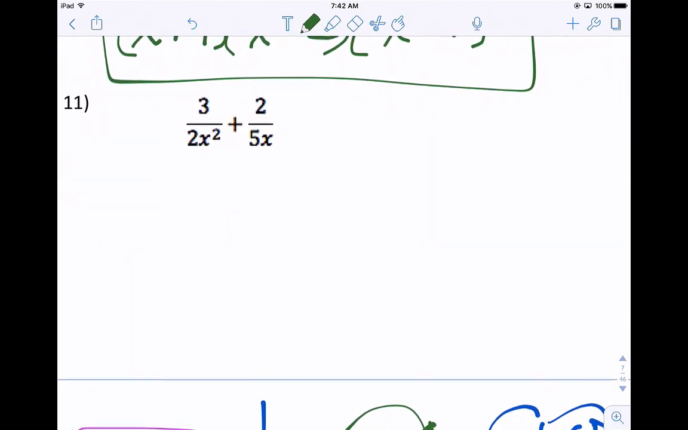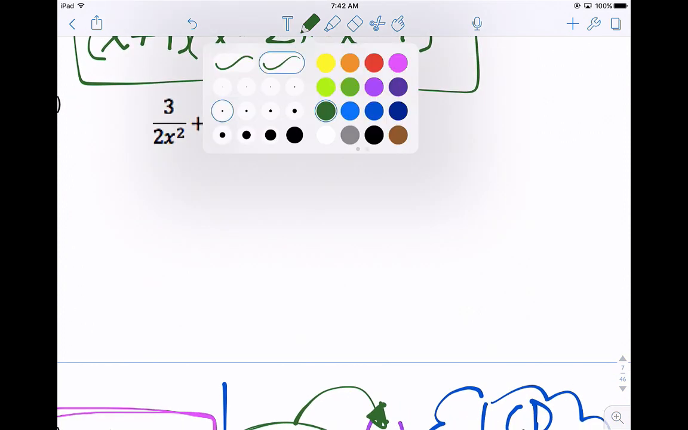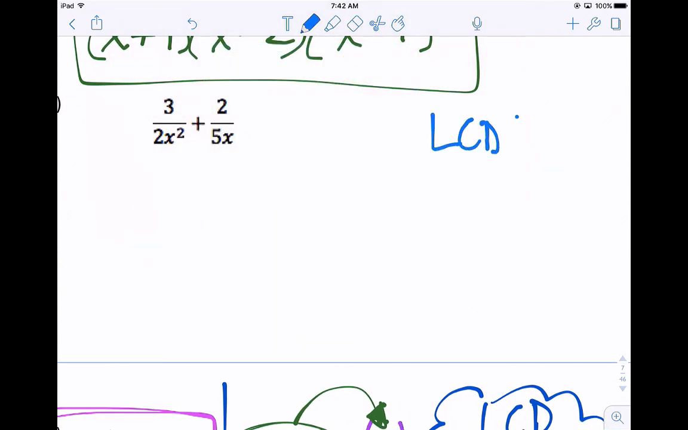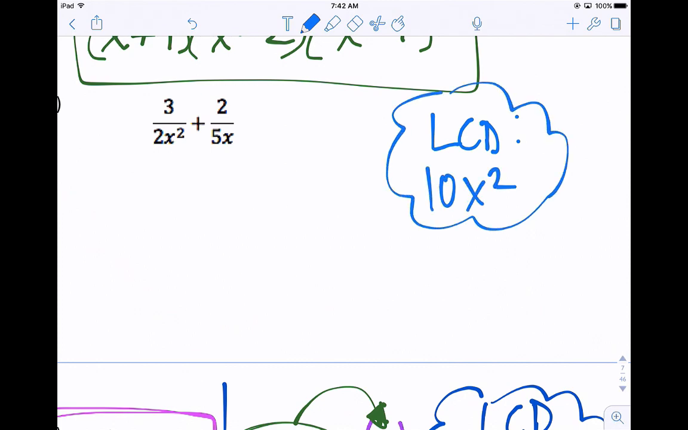So here we want the LCD of 2x squared and 5x. What number do they both go into? And in this case, it's 10x squared. So this is what we want on the bottom of both fractions.